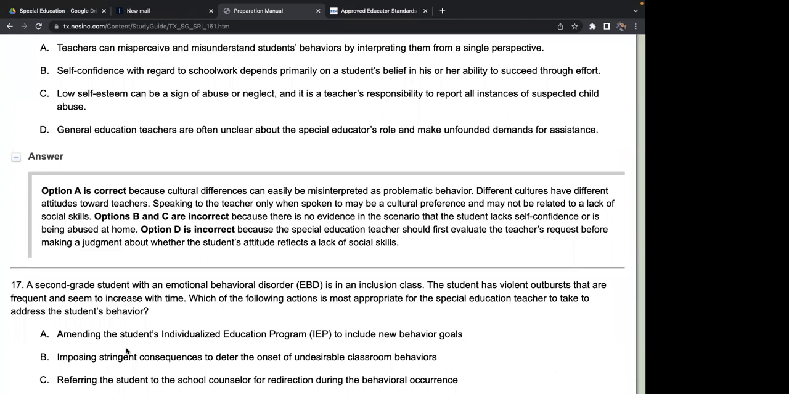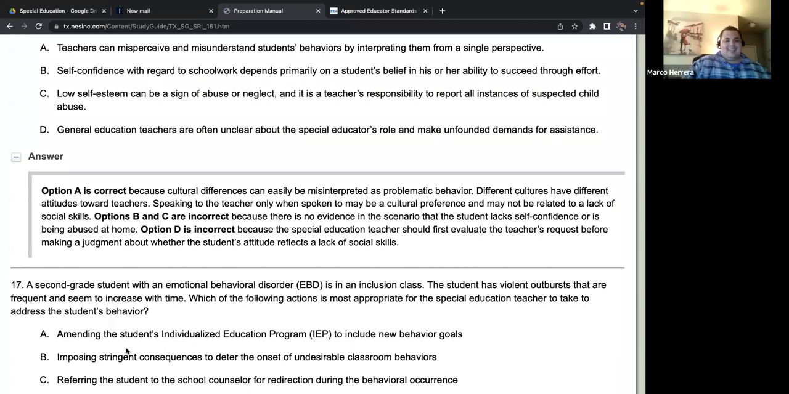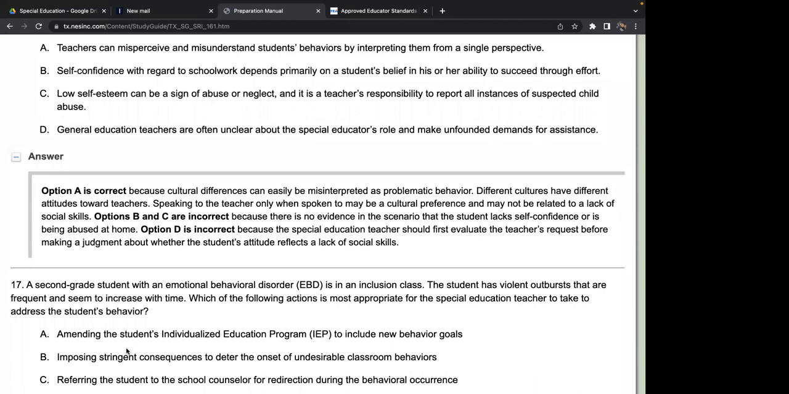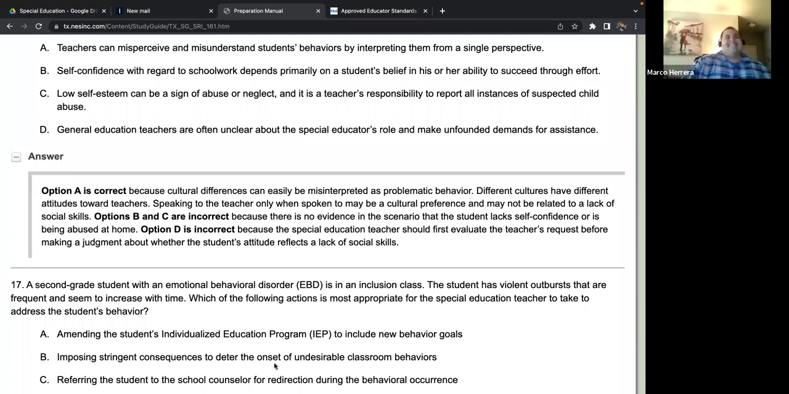It's against the law. And with an answer like that, if the student already gets easily triggered and then you come out wanting to just discipline them right away, that's going to trigger them, you know what I mean? It just doesn't make sense. They already have an emotional disorder, so you're not going to come at them with imposing more stringent consequences. This is to deter the onset, before they even start misbehaving. You're going to start punishing them? Like what? That's certainly not going to work.